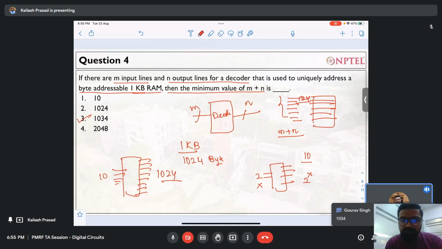So this kind of question can be asked because this is a direct application. You know there is a decoder, but where to use it? The decoder has to be used somewhere you provide an address of 10 bits. It will make one of the lines high, and this one line can be used for the memory to access one of the rows. So here the answer is 1034.